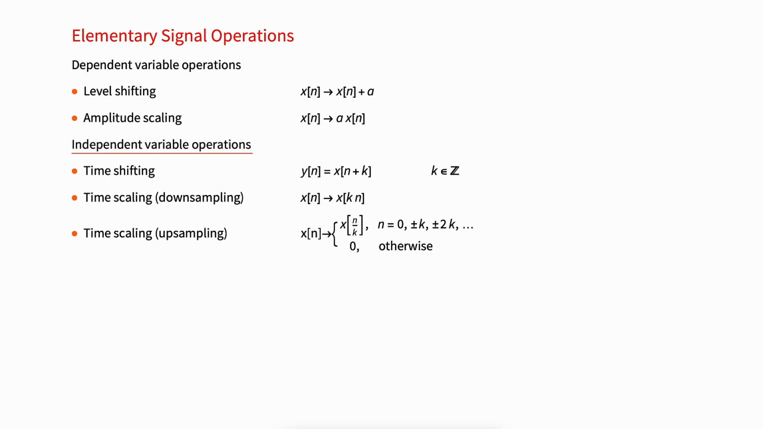In discrete time, applying these operations on the independent variable is limited to using integer values for the scaling parameter and the shifting parameter. For time shifting, we can shift the signal horizontally by an integer value, and in time scaling, we can multiply the independent variable by an integer value. The operation is called downsampling. We can also divide the independent variable n by a positive integer value k, when n is divisible by k, and it will insert 0 for other values of n. This operation is called upsampling.